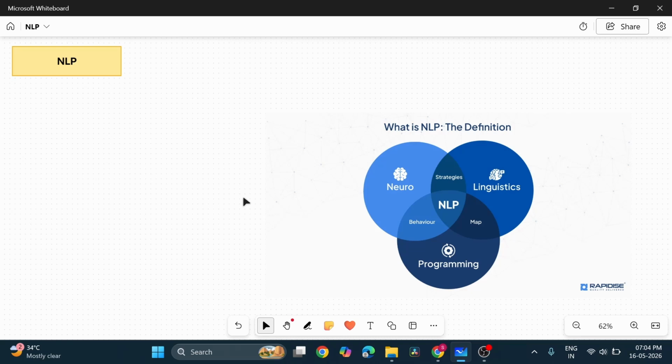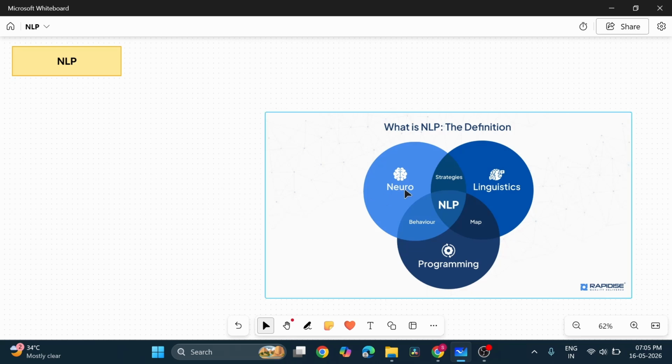So how will systems learn human language? Because systems only understand machine level language, not human language. Using this NLP, we will make the systems learn our language. So this involves mainly three areas. Those are neuro, linguistics, and programming.